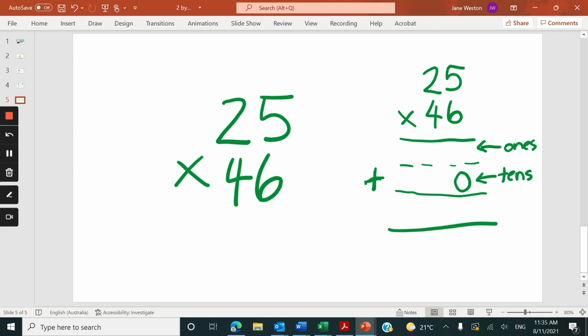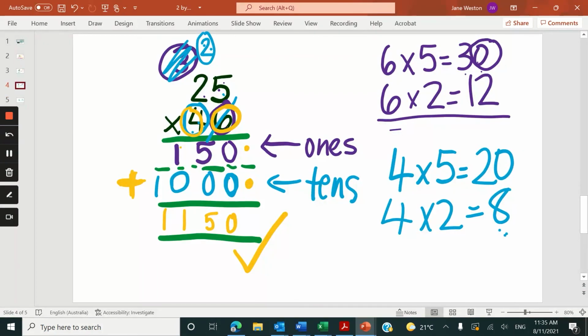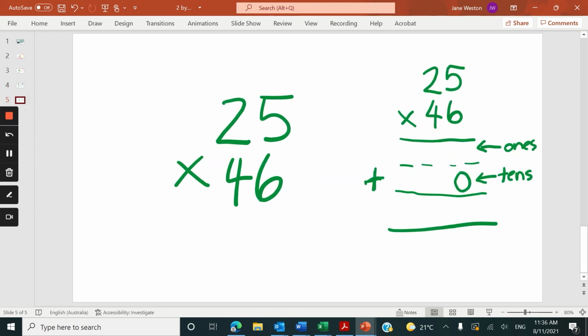You can go back and do different colors like we did here, make the 1s one color and the 10s another color, and then solve in a different color if that helps you as well. Some people are very visual like that. And yeah, I hope that's really helpful.